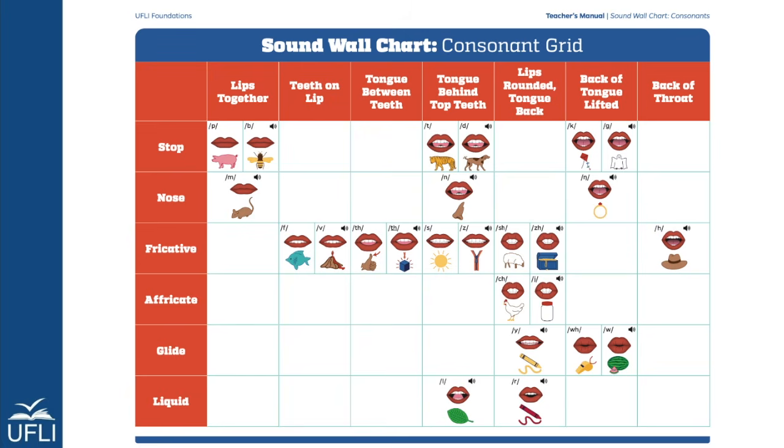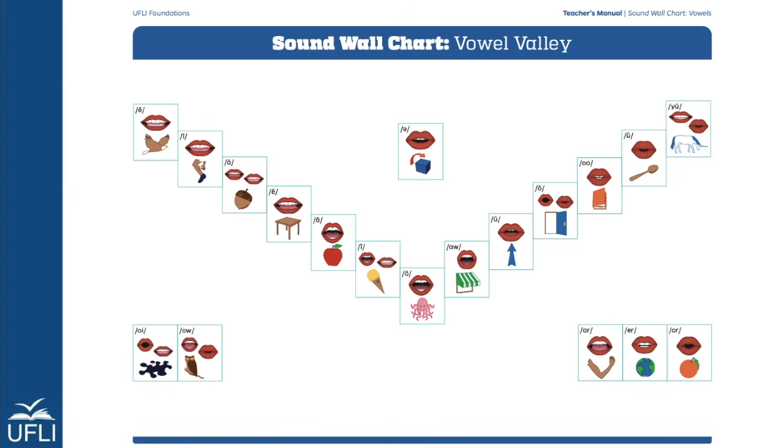It also provides a quick way to reference the explanation of the articulatory gesture for each phoneme. In the manual, you'll find a chart that shows how the sound walls will be organized. This is the organization for the sound wall for the consonants. And here's how to organize the sound wall for the vowels.